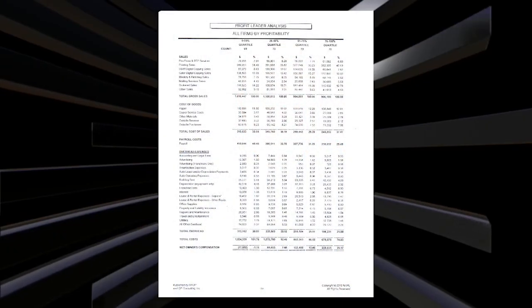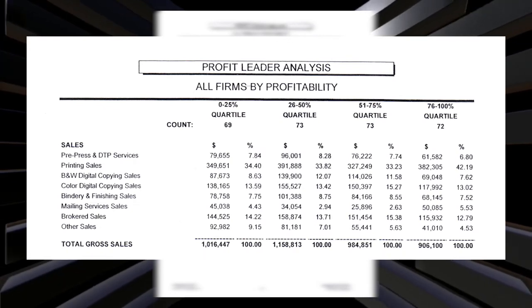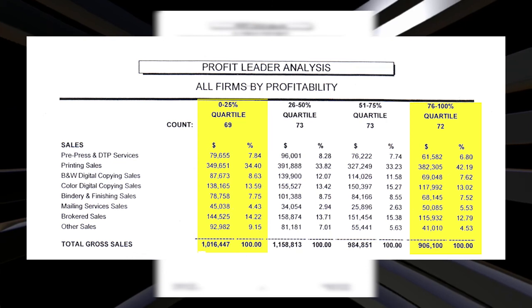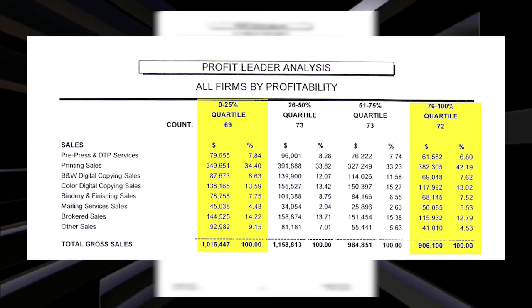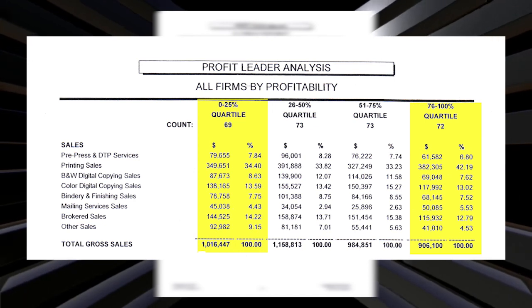Here's all firms by profitability. The top quartile, which is the 75th to 100% quartile, and the bottom quartile. Forget the two guys in the middle. Well, we can look at statements like this, and we can see the differences between the winners and the losers.